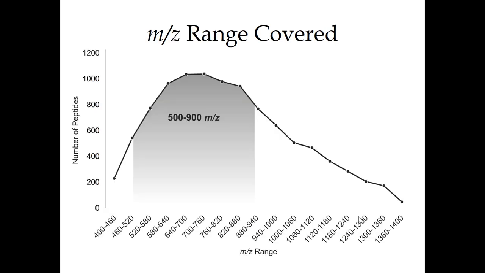So this is a question I get a lot. So covering 500 to 900 m/z, why not cover something wider? Can anybody give an argument for why I would want to cover a wider mass to charge range? It's not a trick question. Right. So yeah, modified peptides, more peptides. Why do you think that I keep it to 500 to 900? Why wouldn't I just go out to 1400?